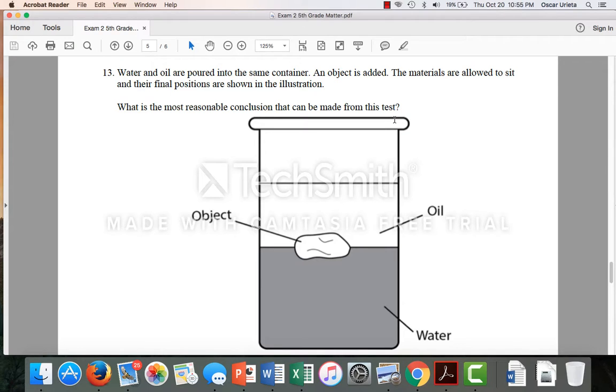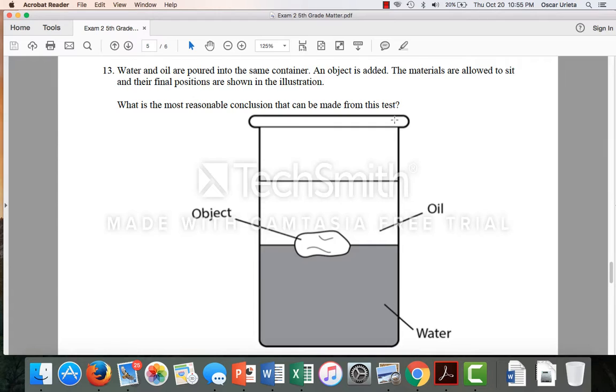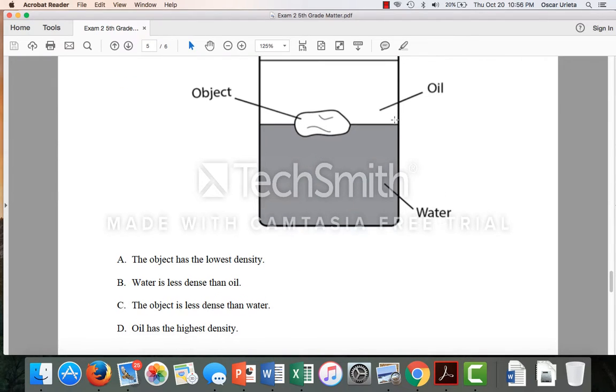Question number 13. Water and oil are poured into the same container. An object is added. The materials are allowed to sit and their final positions are shown in the illustration. What is the most reasonable conclusion that can be made from this test? A. The object has the lowest density. B. Water is less dense than oil. C. The object is less dense than water. D. Oil has the highest density. Pause it and answer your question.